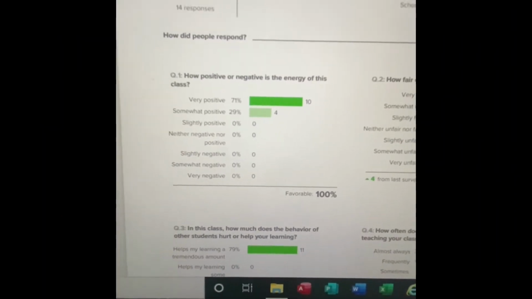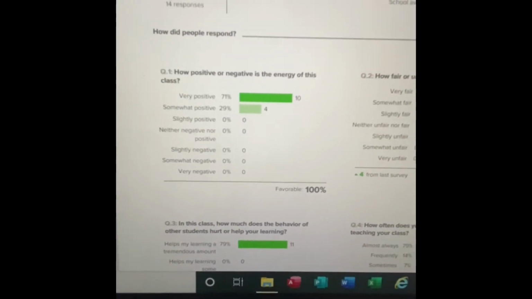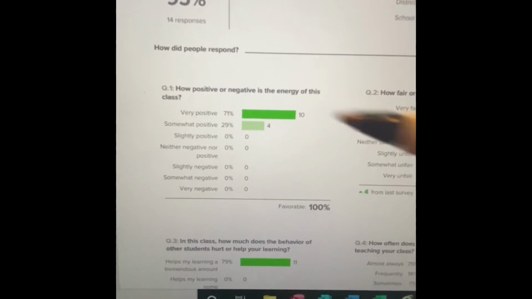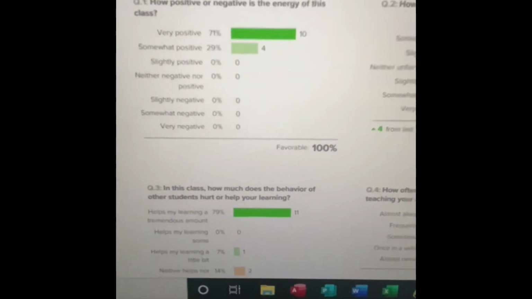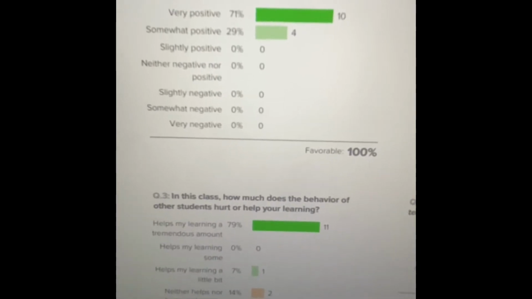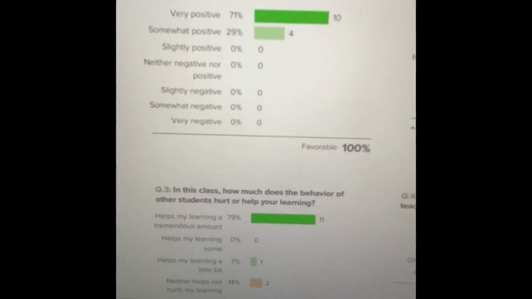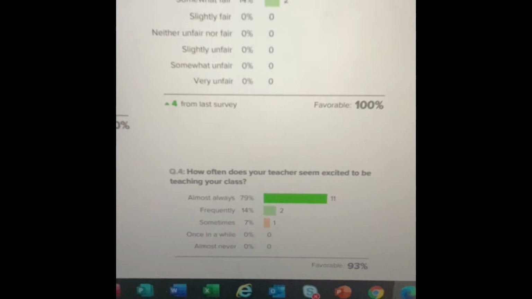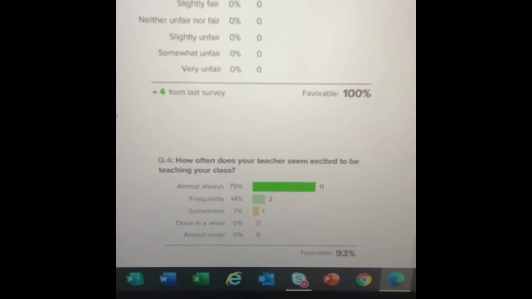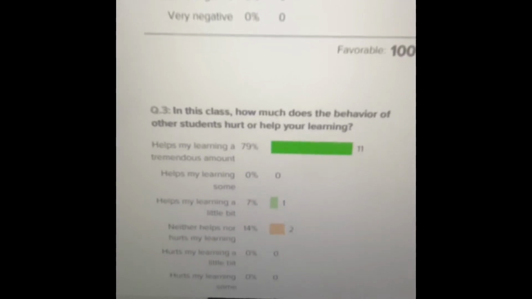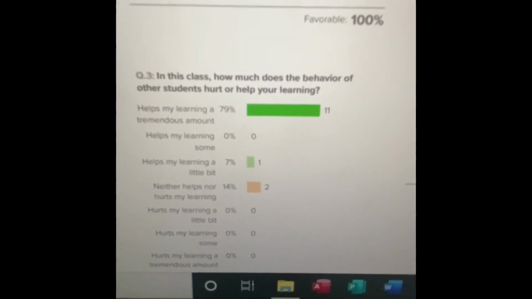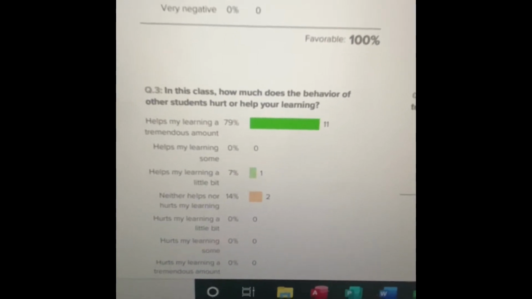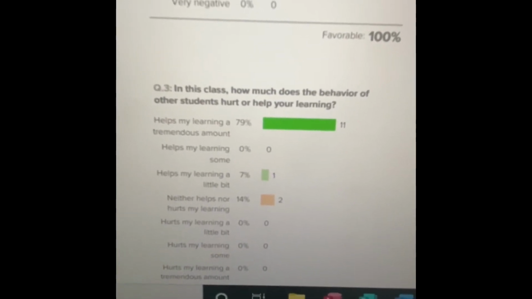Let's look now at the first component individually. As you can see here, this was the one I got 95%, classroom climate. And these are the kind of questions they ask the students. The first one says, how positive or negative is the energy in your class? They also ask them, how fair or unfair are the rules in my class? And of course, they ask them, in this class, how much does behavior of other students hurt or help your learning?